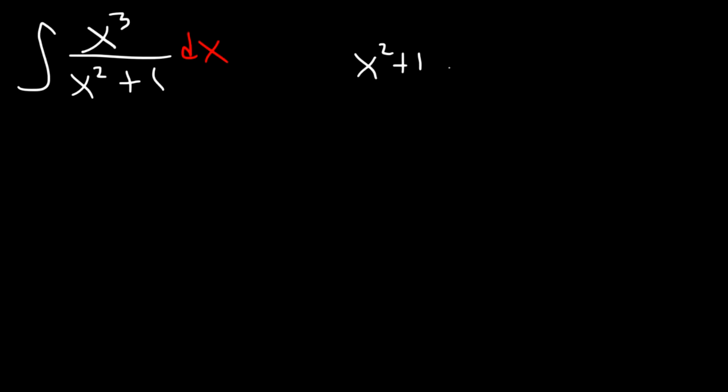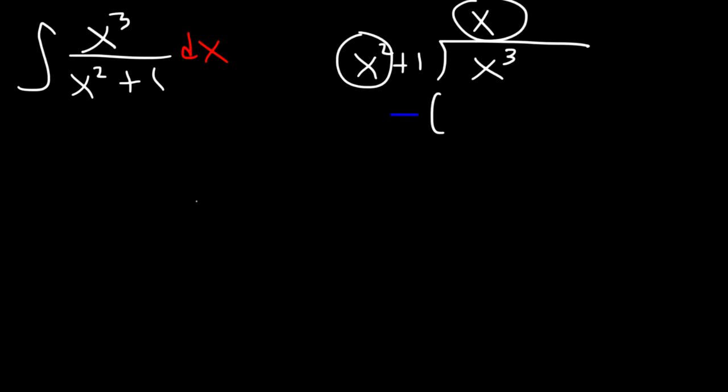So let's put this on the bottom, or outside, and let's put x cubed, the numerator, on the inside. X cubed divided by x squared is x. And now we need to subtract. So now we've got to multiply x and x squared. That's going to give us the same thing, x cubed. And x times 1 is x.